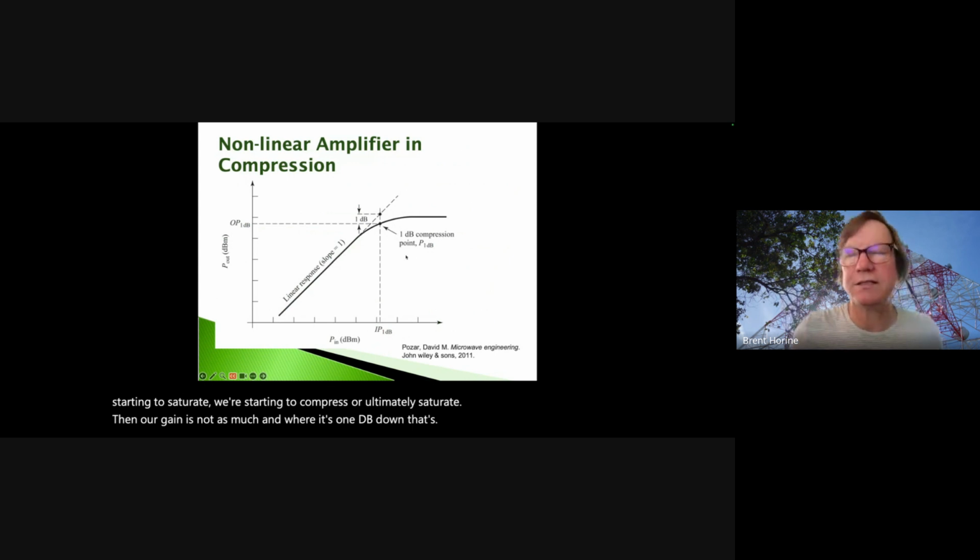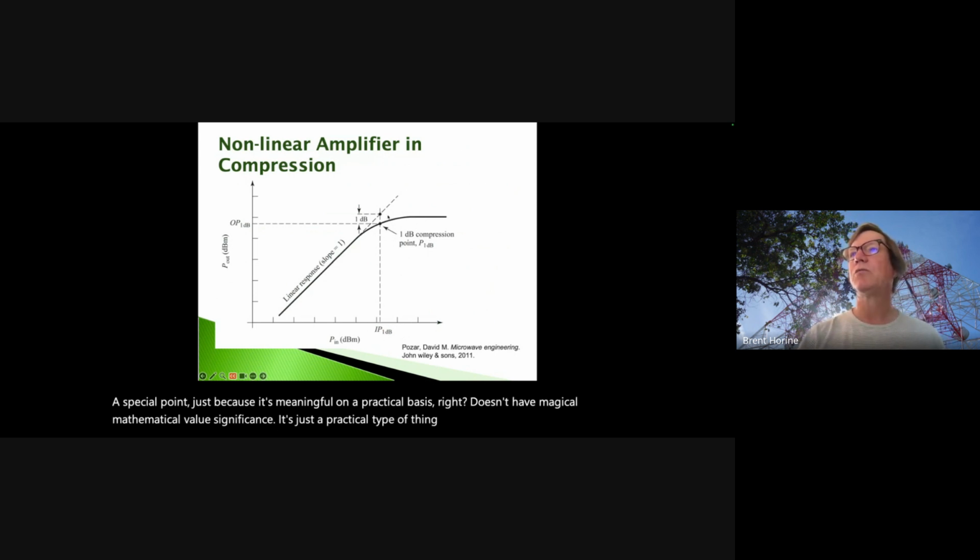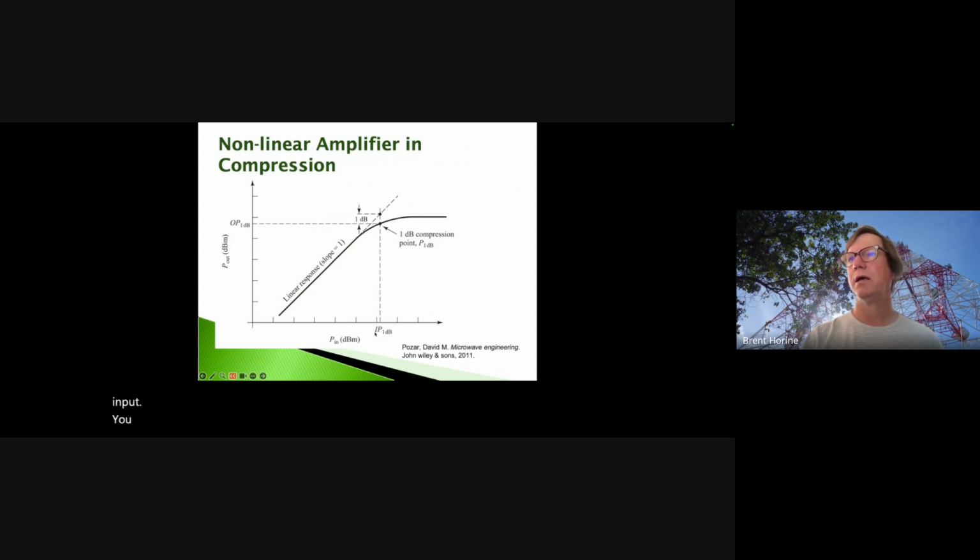It's a special point just because it's meaningful on a practical basis, right? It doesn't have magical mathematical significance. It's just a practical type of thing, right? So we can refer this point to the power at the input that causes this compression, or we can refer it to the output. So we have an input intercept point referenced at 1 dB down, or we can have the output power referenced there.